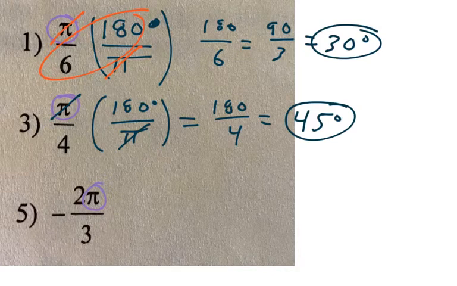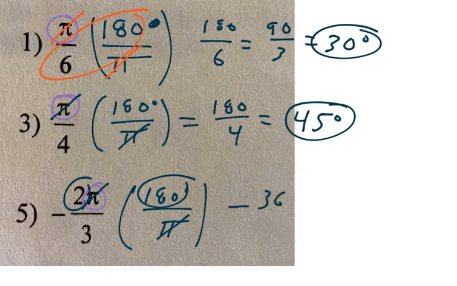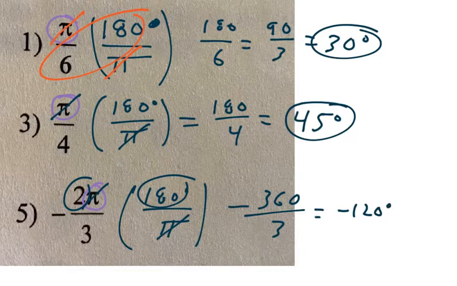And finally, this number 5. Again, there's 180 degrees in pi radians. The pi's cancel out. If we multiply this straight across, I have negative 360 over 3. Reducing that, you should be able to simply divide by 3 and get negative 120 degrees.